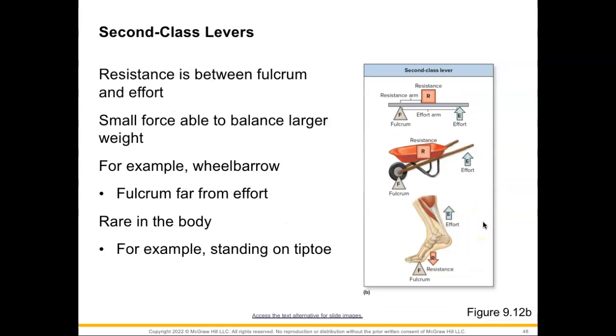Our second class lever is when we have the resistance sitting in between the fulcrum and the effort. We'll see that a small force would be able to balance a larger weight. So the best example in our everyday life for this would be like our wheelbarrow, where we have the fulcrum being at the wheel at the very front. We have the resistance, whatever being in the wagon, and the effort being at the handles, you pushing it along.